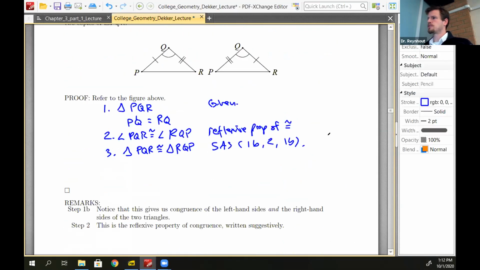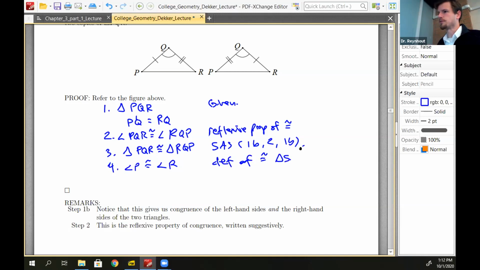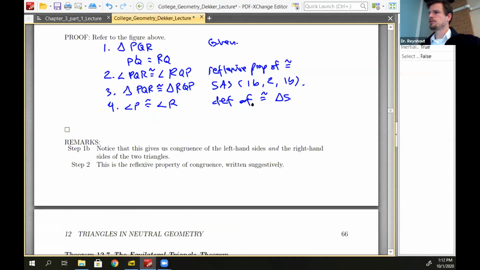With the congruence of triangles, we can say as our last step that the angles of interest are congruent. Angle P is congruent to angle R. And that's just the definition of congruent triangles, rather. We need all the sides and all the angles to be congruent. All right, so we're doing really well so far.